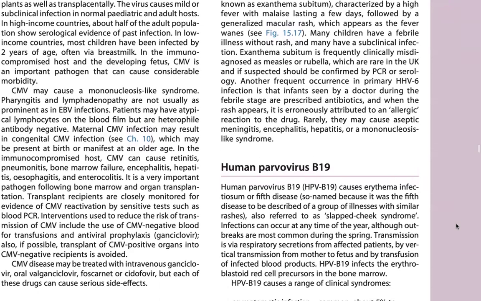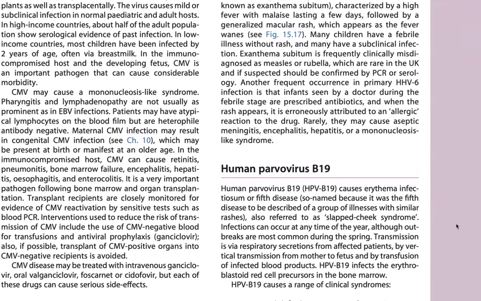Now, parvovirus B19. HPV B19 causes erythema infectiosum or fifth disease, so named because it was the fifth disease to be described of a group of illnesses with similar rashes, also referred to as slapped cheek syndrome. Infections can occur at any time of the year, although outbreaks are most common during the spring. Transmission is via respiratory secretions from affected patients, by vertical transmission from mother to fetus, and via infected blood products. B19 infects erythroblasts, the red cell precursors in the bone marrow.